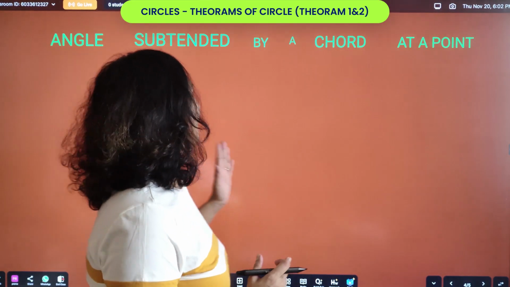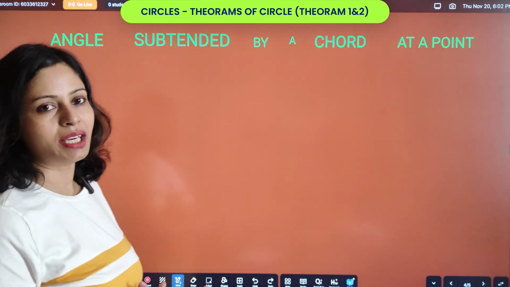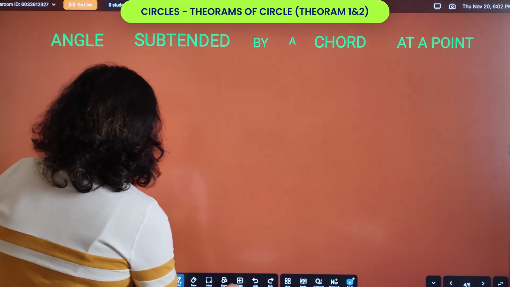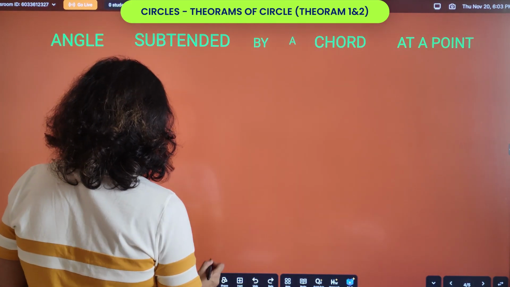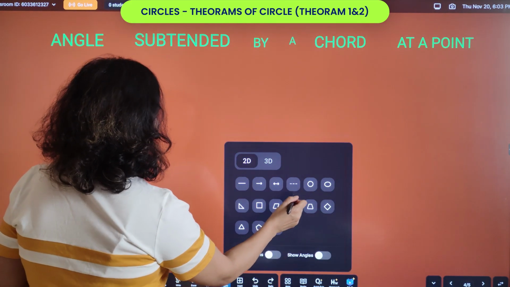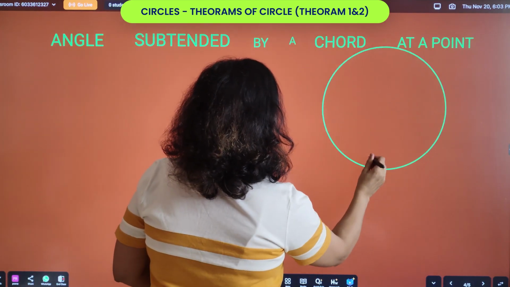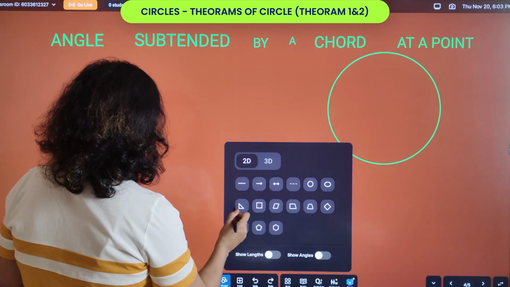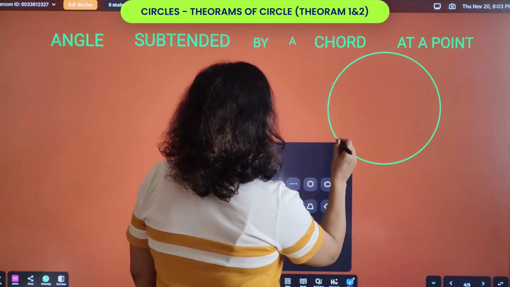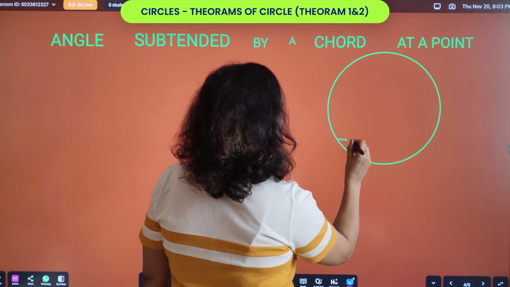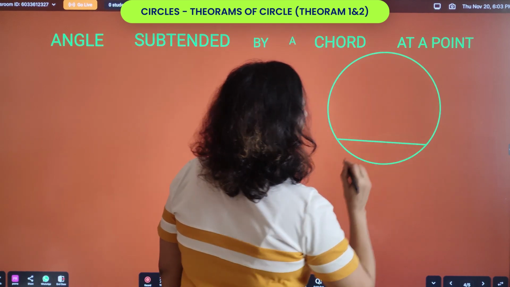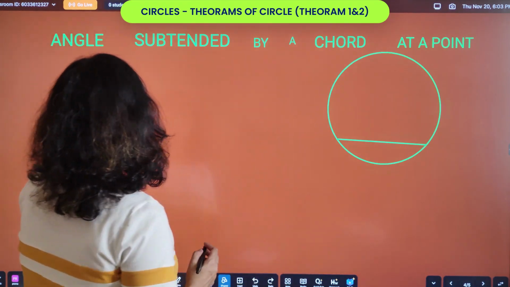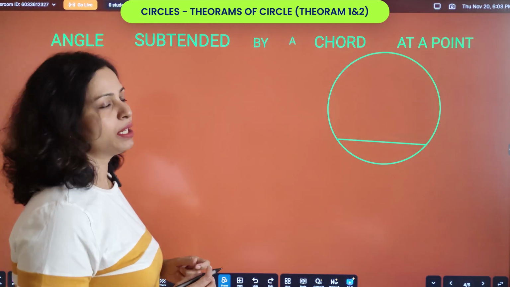The first thing you have to learn when we start the theorems of the circle is the angle subtended by a chord at a point. Students, I have told you the meaning of a chord. If I draw a circle, so this is a circle, and this is the chord. I have told you a chord is a line segment which joins two points on the circumference. This is the chord.